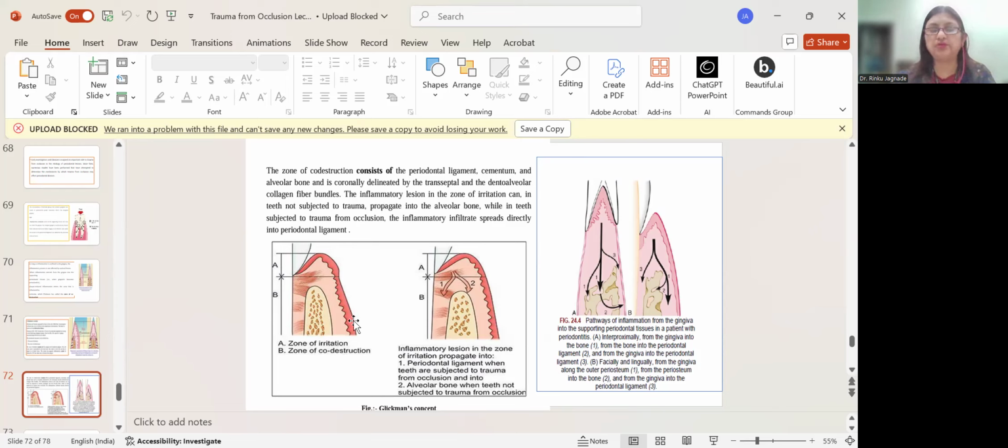from occlusion, the inflammatory path which it will follow will be from the gingiva to the alveolar bone and then the periodontal ligament fibers. But if this tooth harboring subgingival plaque and having periodontitis is affected by trauma from occlusion, then the inflammatory infiltrate spreads directly into the periodontal ligament. So this is showing the regular pathway.